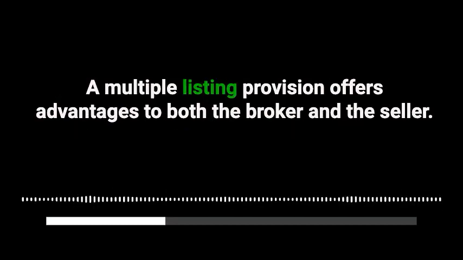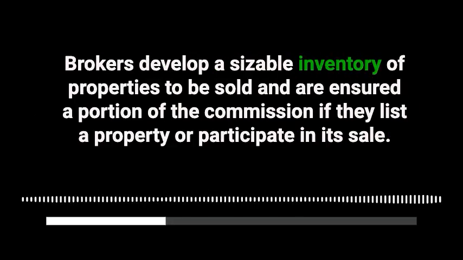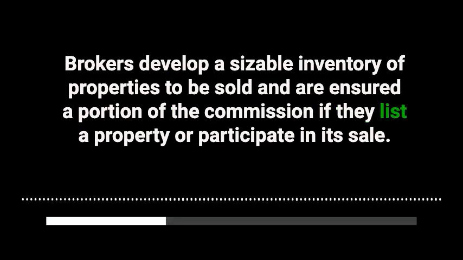A multiple listing provision offers advantages to both the broker and the seller. Brokers develop a sizable inventory of properties to be sold and are insured a portion of the commission if they list a property or participate in its sale.